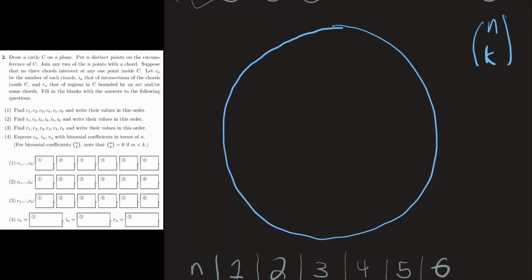Okay, so next is the section 2 question, which says, draw a circle C on a plane. Put n distinct points on the circumference of C. Join any 2 of the endpoints with a chord. Suppose that no 3 chords intersect at any one point inside C. Let C sub n be the number of such chords, I sub n that of intersections of the chords inside C, and R sub n that of regions in C bounded by an arc and/or some chords. Fill in the blanks with the answers to the following questions.